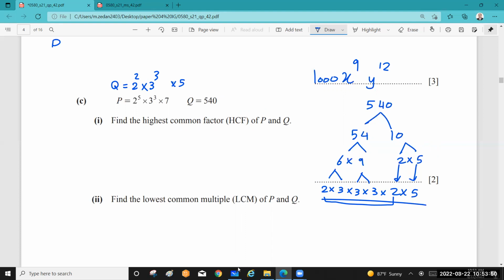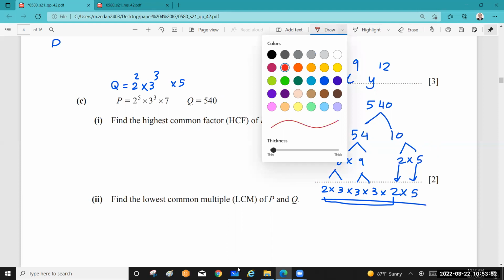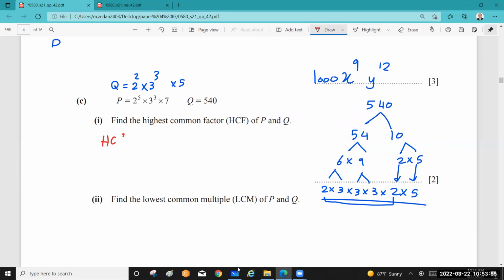When you find the highest common factor, simply take the common factor with the least power. So the highest common factor is equal to: you have 2 squared and 2 power 5, just take 2 squared. 3 power 3 is the same, take one of them. So that's it. I don't have any more common factors. 7 and 5 are not common factors. So just write equal and multiply. 2 squared is 4, times 27 gives you 108. This is the highest common factor.